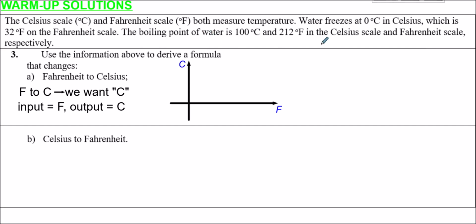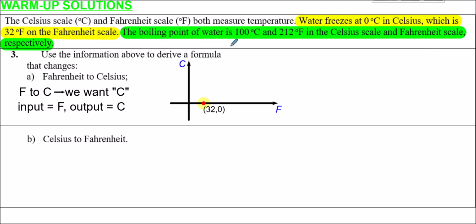If we just read this carefully, we can add in the information we need. By reading the second sentence, we see that water freezes at 0 degrees Celsius, which is 32 degrees Fahrenheit. And so F is 32, C is 0. So we can add in that point. Next, it says about the boiling point of water. So we know that when F is 212, C must be 100. So we can add this point in as well.